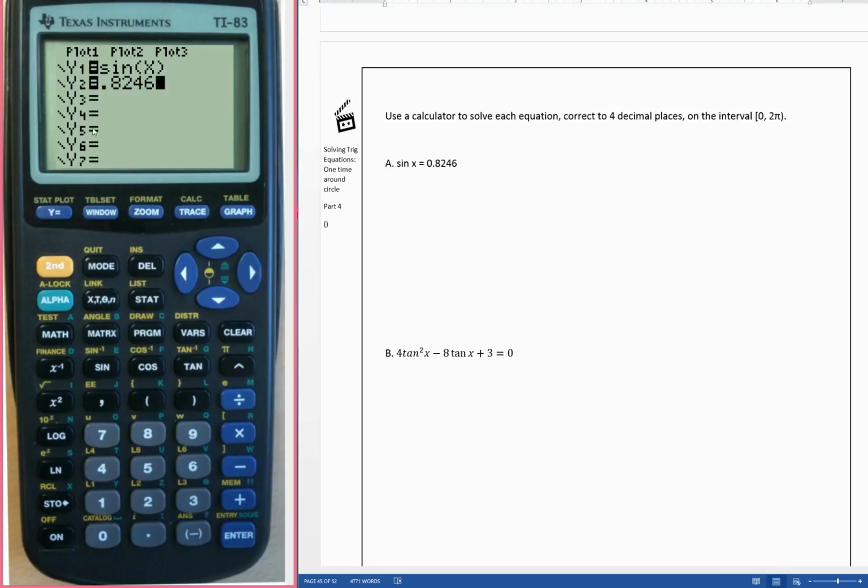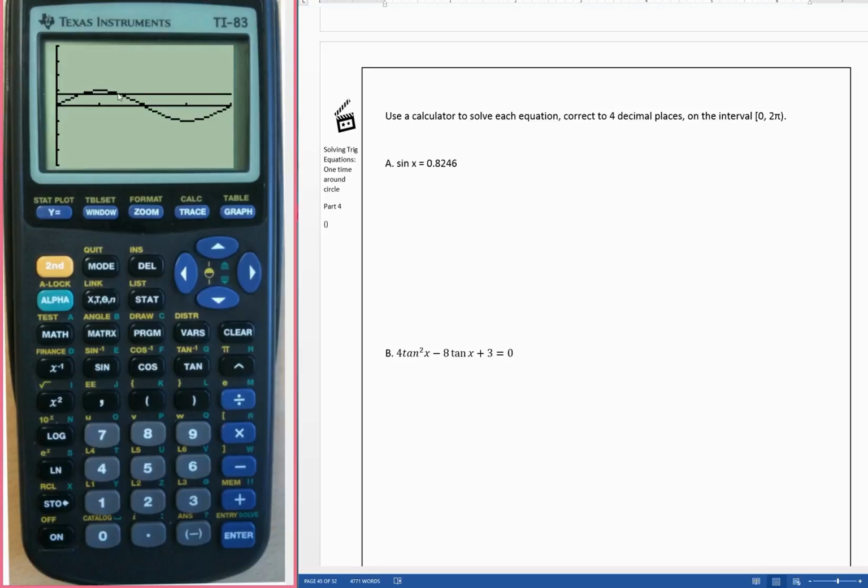Now, we only want this from 0 to 2 pi. Those are our x values. So here, for our x min, we're going to put 0. And for our x max, we're going to put 2 pi. Okay, and we're going to hit graph. Okay, so there's our sine of x, 1 period. And there's our 0.8246, and we see it intersects in 2 places.